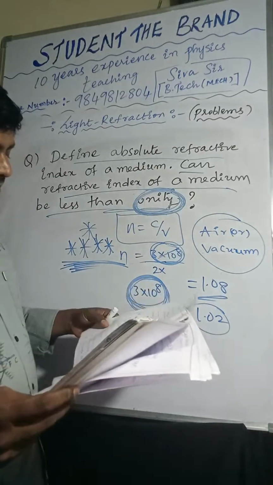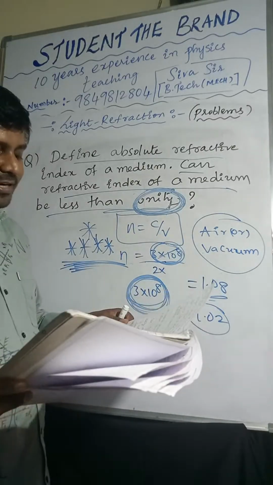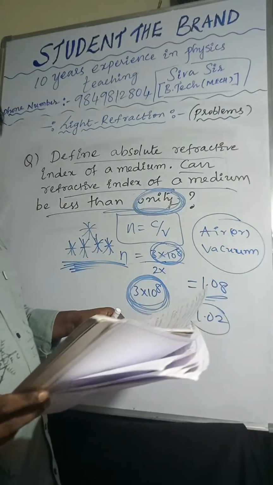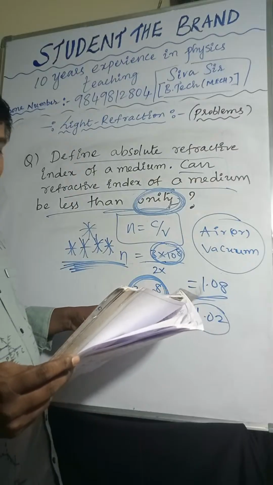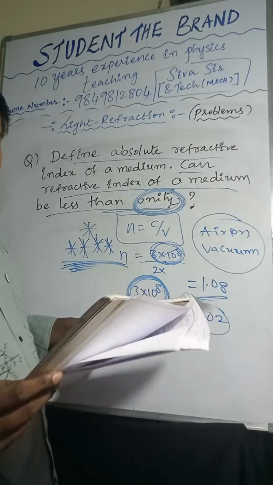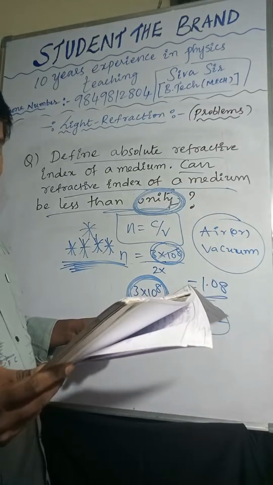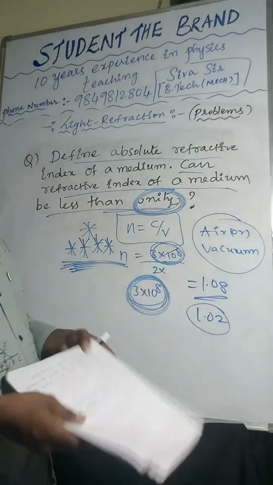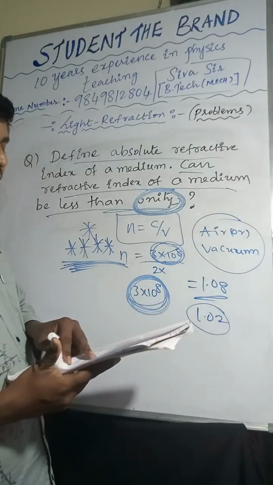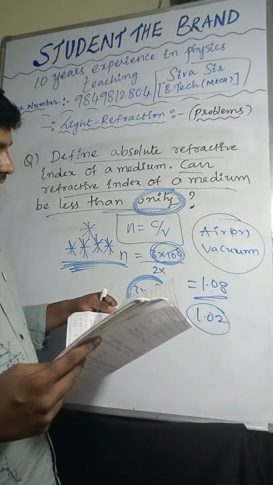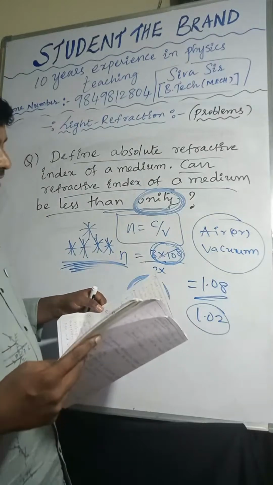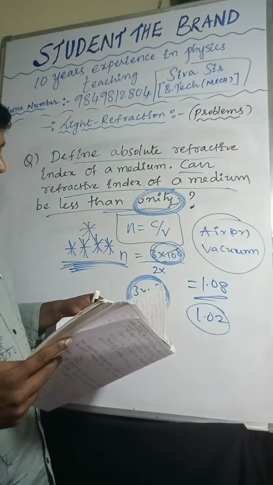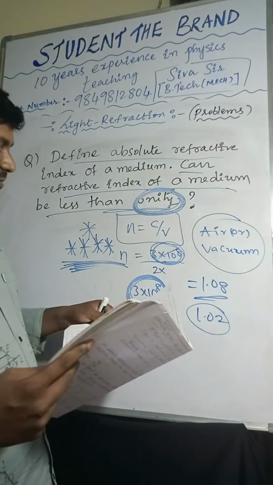What are the factors on which the lateral displacement of an emergent ray from a glass slab depends? Why does a ray of light bend when it travels from one medium to another? Speed is decreasing. What will happen to a ray of light when it travels from rarer to denser? It bends towards the normal. What is meant by refractive index? The speed of light in a medium is 2.2 by 3 and the speed of light in vacuum. Find the refractive index of that medium. Wow, very nice question.